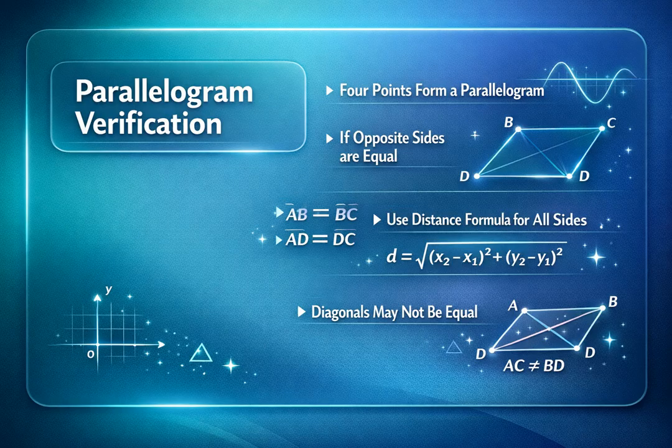To verify if 4 points form a parallelogram, check that opposite sides are equal in length. Use the distance formula to calculate all 4 sides. If AB equals CD and BC equals DA, then ABCD is a parallelogram. Note that the diagonals may not be equal. If they are, it's also a rectangle.